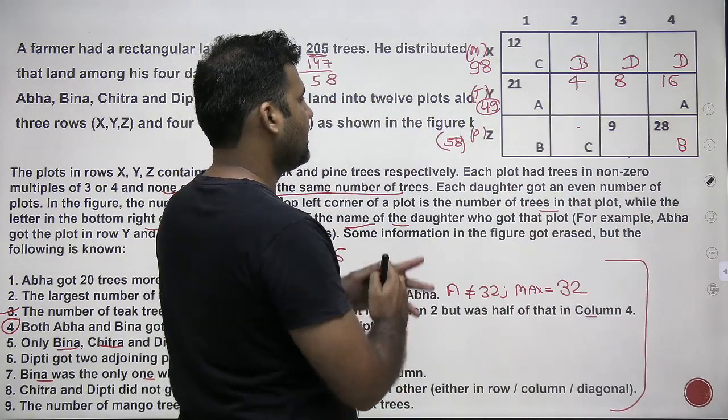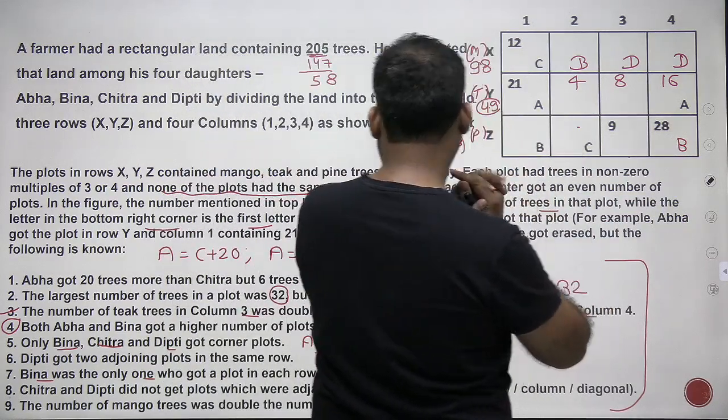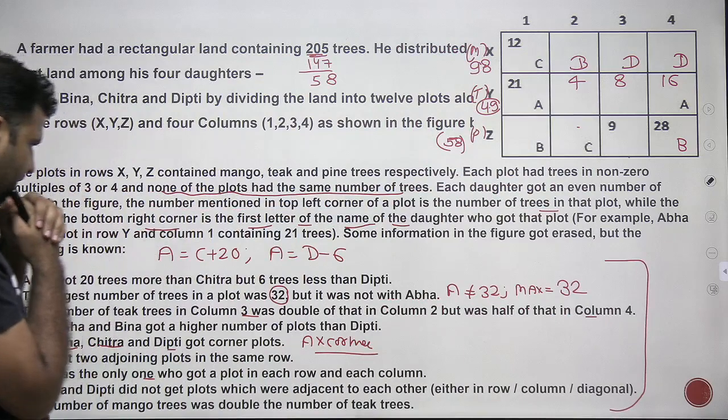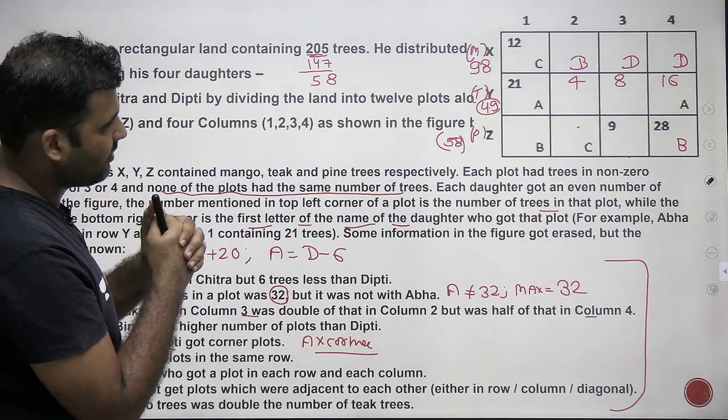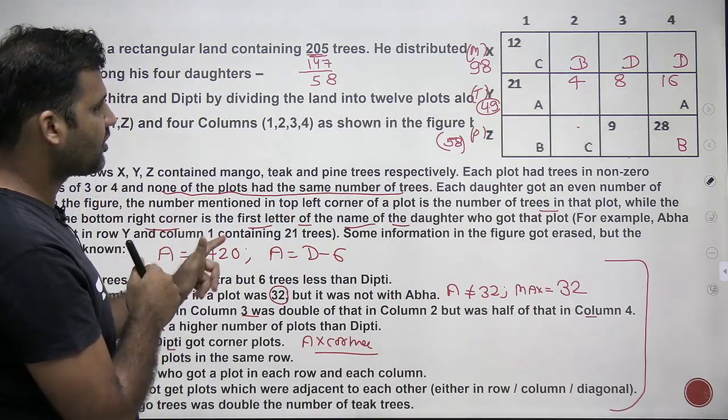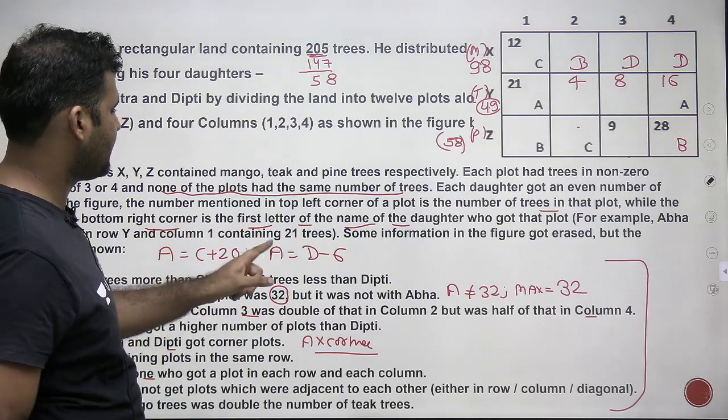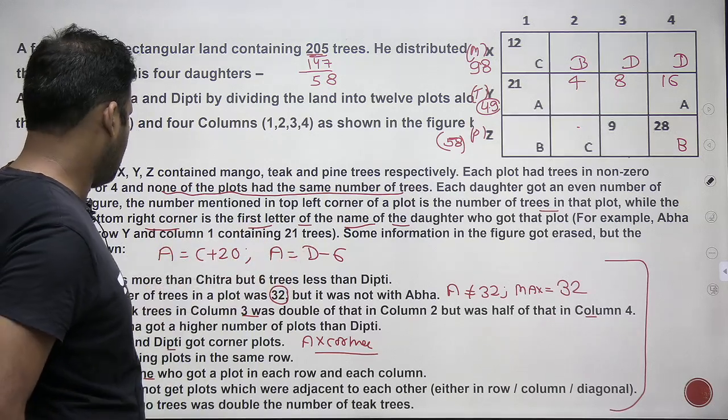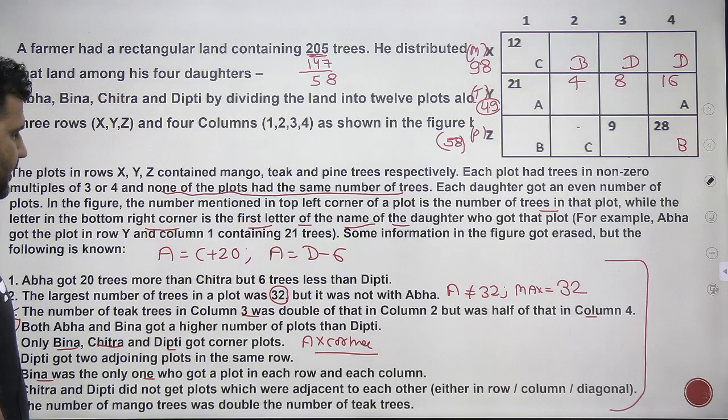Now, if I have to divide B and C, there must be some information that we have to use here. Abha is getting 20 more plots than Chitra, and Abha is getting 6 fewer plots than Dipti.